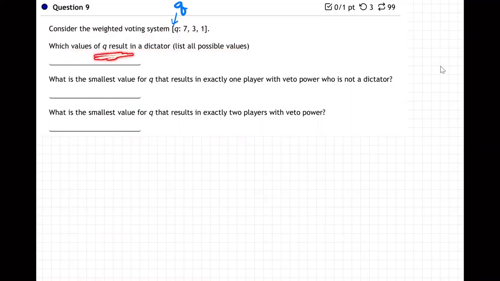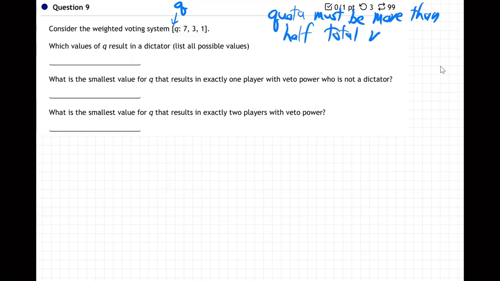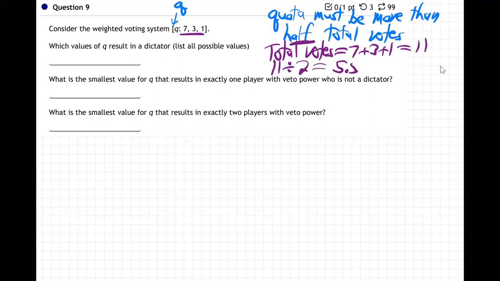But first off, if they're asking us for values of Q, the quota, do you remember that the quota must be more than half of the total votes? So let's write, what's the total? What's the total votes? It's these three added up. 7 plus 3 plus 1, that's 11. And so half, 11 divided by 2 equals 5.5. That's half. But it says it must be more than half.